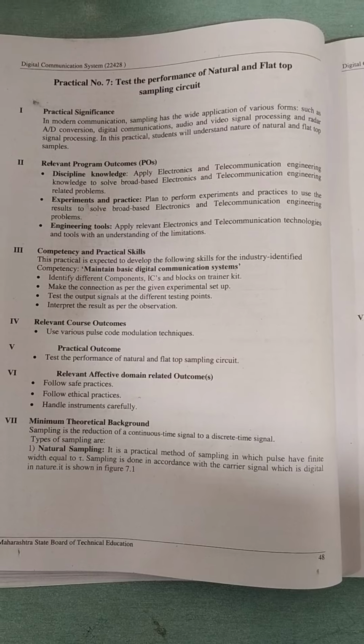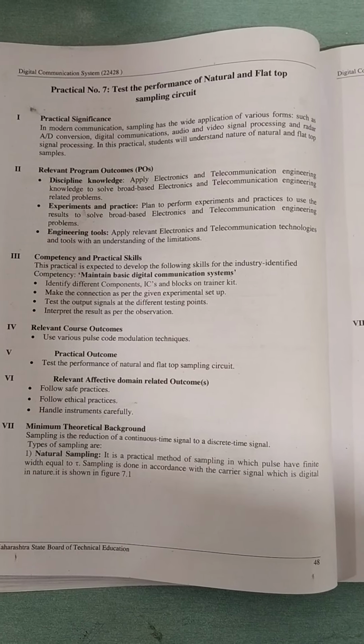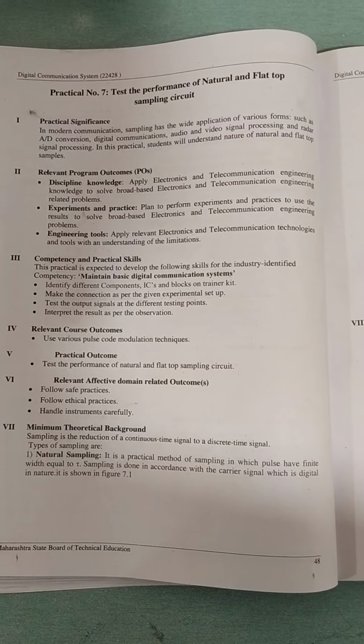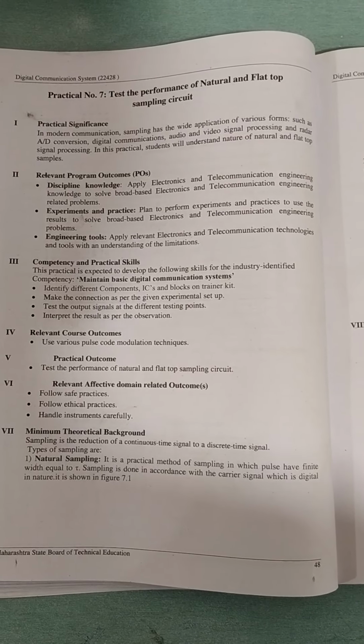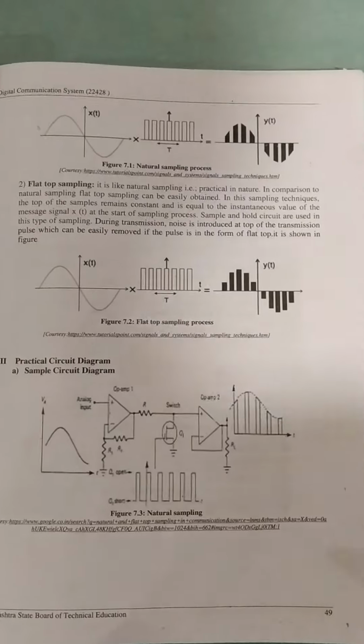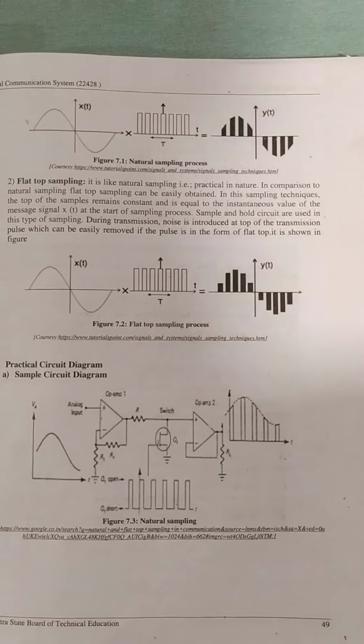Natural sampling is the practical method of sampling in which pulses have a finite width equal to tau, and sampling is done in accordance with the carrier signal which is digital in nature. Now we will see the waveform for natural and flat top signal.